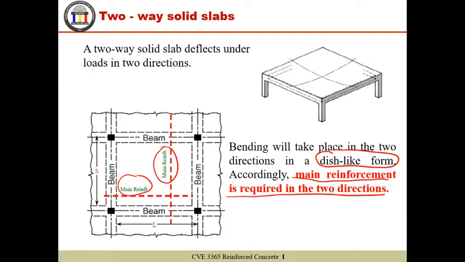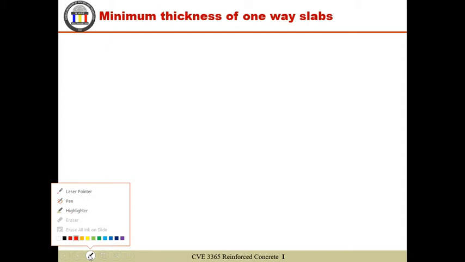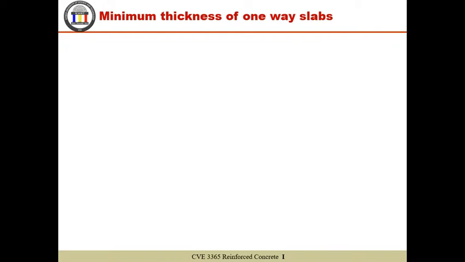So I think by now you distinguish between one-way and two-way slab, and you know that in the slab usually the thickness is smaller than the L and S, the longer span and shorter span. So let us talk about minimum thickness of one-way slab. What is the minimum thickness in one-way slab?